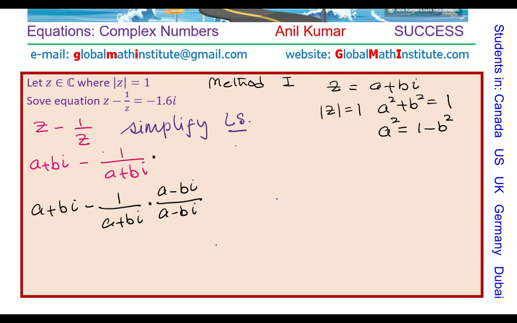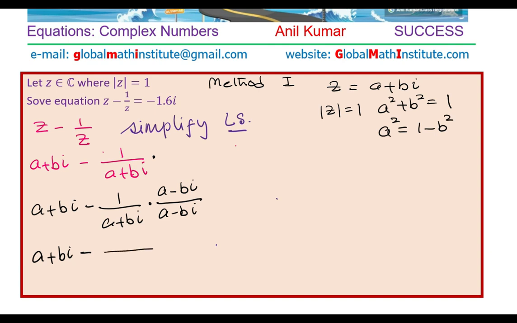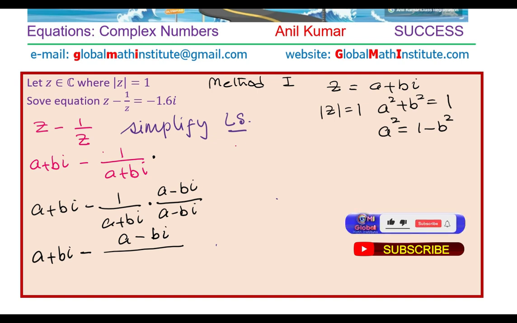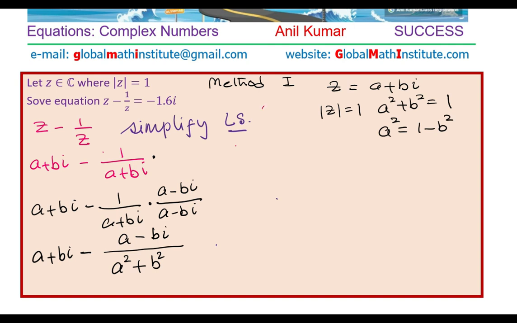Makes sense. So that will give us a plus bi minus, in the numerator, we have a minus bi, but in the denominator, we have a square minus b square, right? Which gives us a square plus b square. Why plus b square? Because the square of i is negative 1, correct? So bi square negative becomes positive. Makes sense, correct?